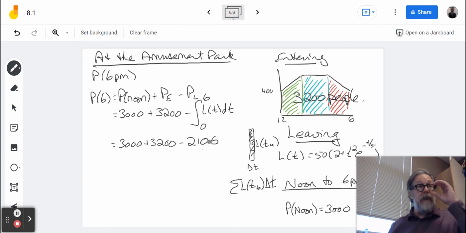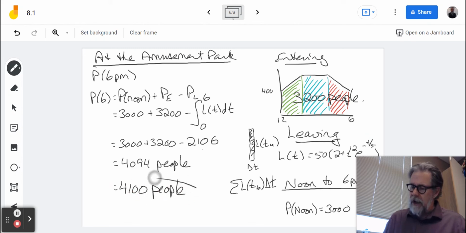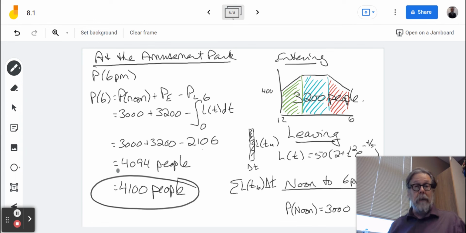And plugging that into our calculator, what we get is that approximately 2,106 people left in that interval, leaving a total of 4,094 people in the park. And in this kind of business, we generally round to the nearest hundred because the question is not how many to the one, but roughly how many people are in the park. So we'll call that approximately 4,100 people in the park at 6 p.m.